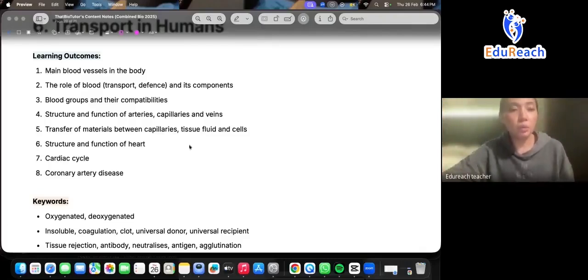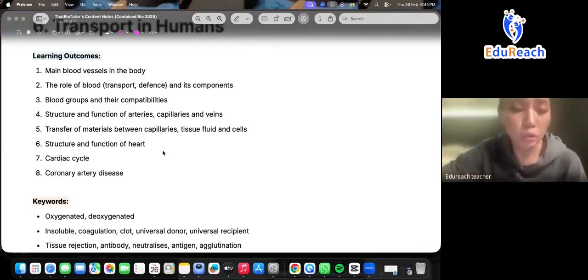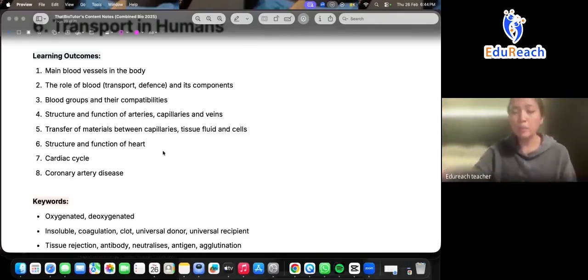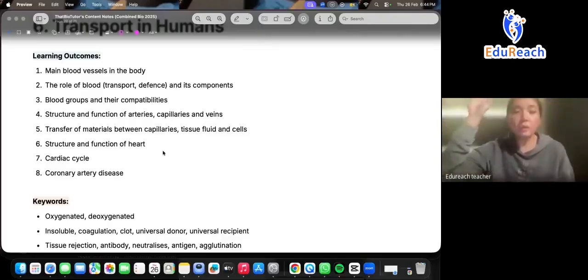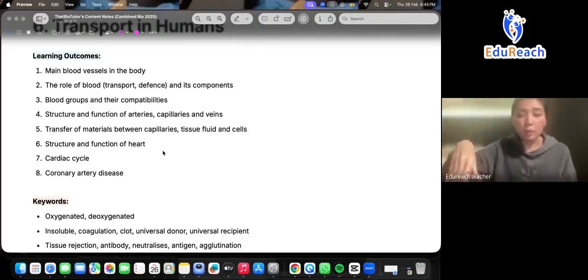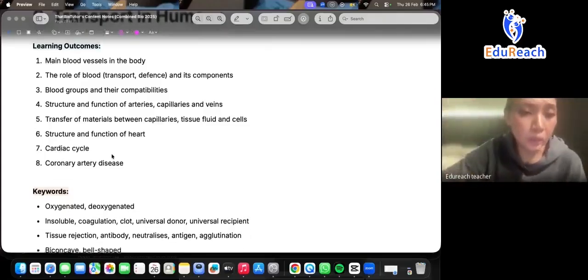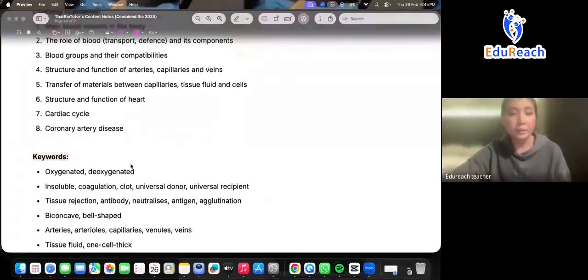Next, you need to know all the structure and the function of the heart. Please know how to label your aorta, pulmonary artery, your vena cava, and your pulmonary vein. Need to know how to label left side and then right side. You need to know how to label your atrium and your ventricle, and then you need to know the flow of blood. Then you need to know about cardiac cycle and of course coronary heart disease.